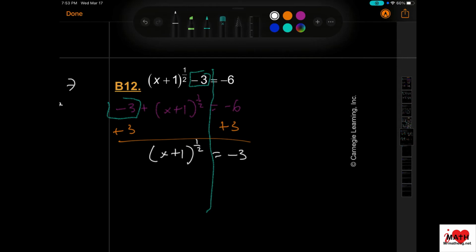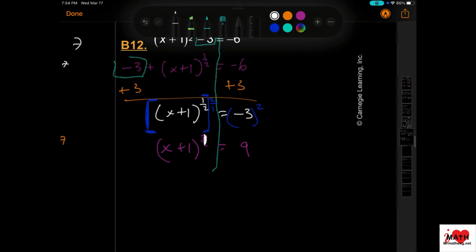Okay, so to get rid of the 1/2, again, let's do this by rational exponents. I want to multiply it to equal 1. So multiply by the reciprocal. Reciprocal just means flip it. Let's do that to both sides. You will get x plus 1 to the 2/2, and negative 3 squared is 9. And 2 divided by 2 is just 1, and you don't have to write 1. So you just have x plus 1 equals 9. And then subtract to get x equals 8.